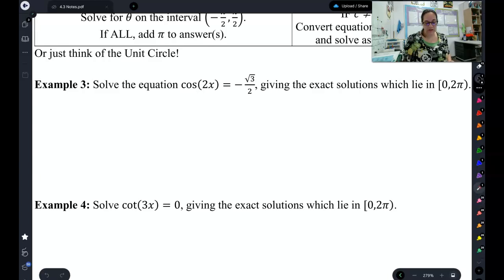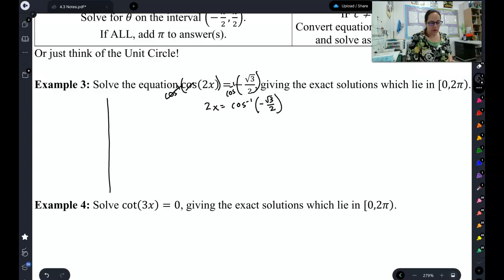But notice that once again, hey, look at this. Negative root 3 over 2, that sounds familiar. This is a unit circle problem. So let's start by doing arc cosine on both sides so we can work on getting x by itself. So right now I have 2x equals arc cosine of negative root 3 over 2.